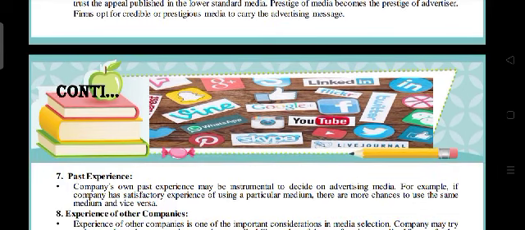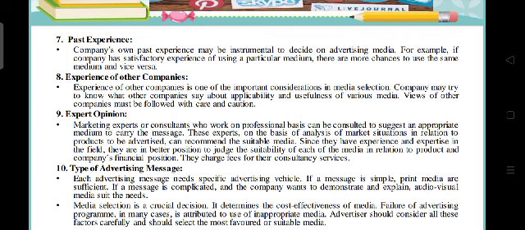The next one is past experiences. If you are not a beginner and you have selected media before, for example, if the company has satisfactory experience of using a particular medium, then there are more chances to use the same medium, and vice versa. It means if you have satisfactory experience with media you previously used to disseminate the message, then you can select the previous media for disseminating your message.